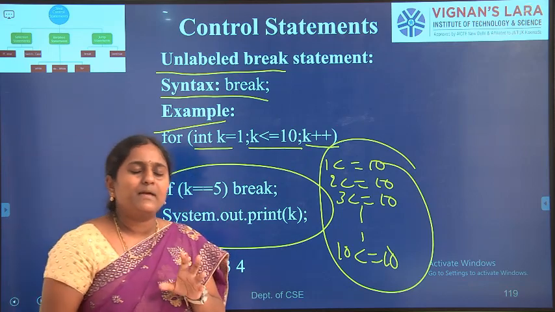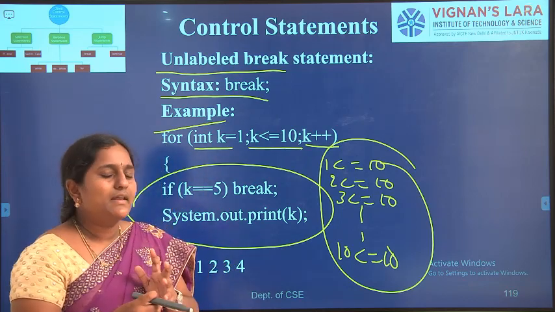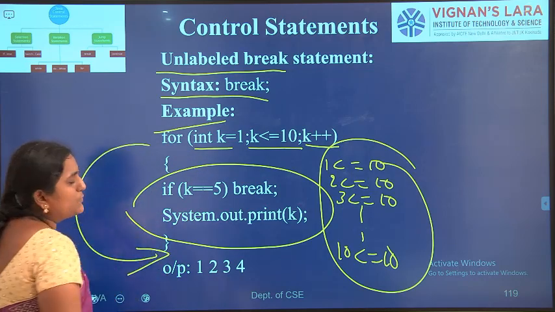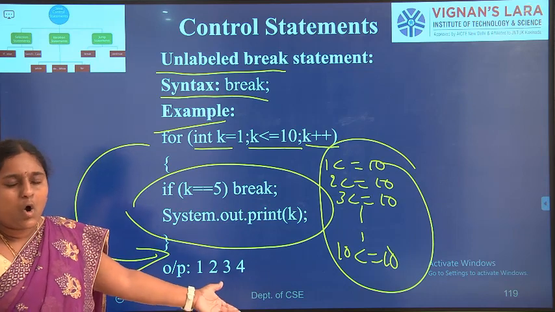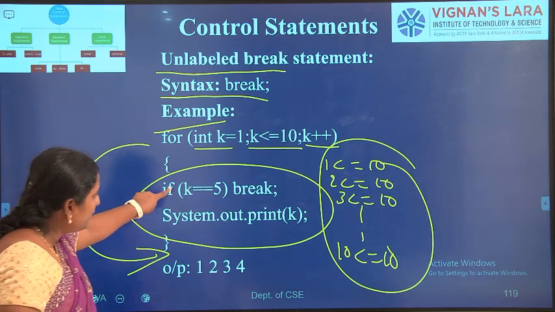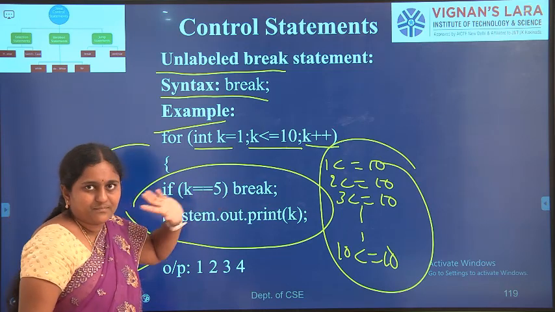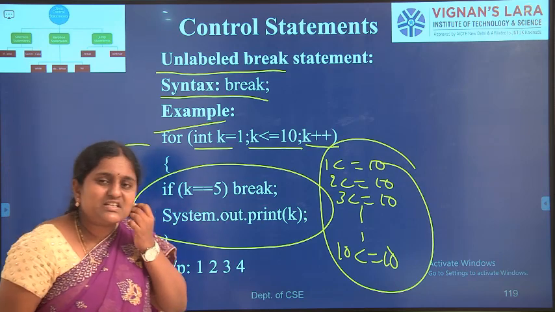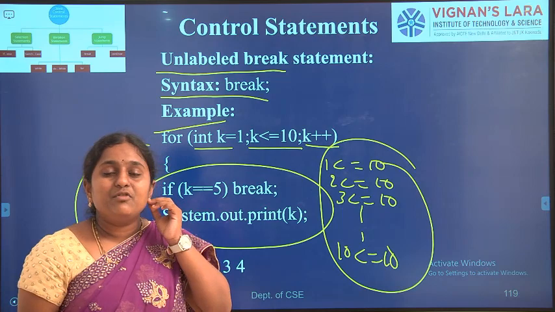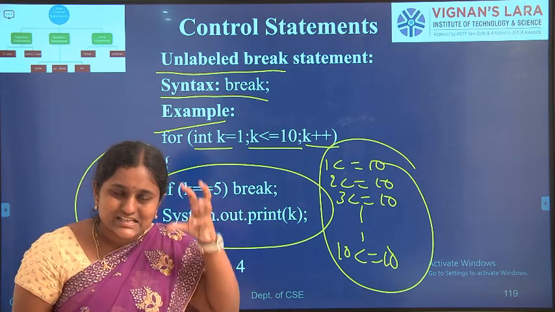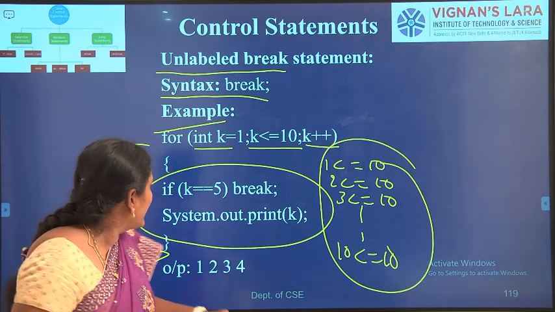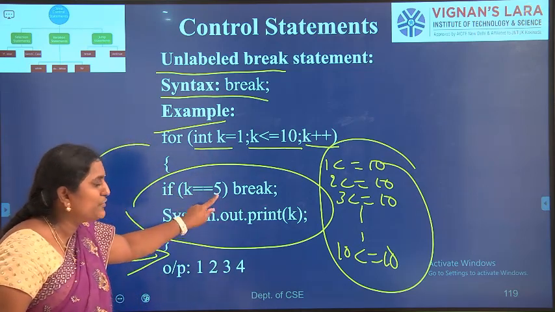The for loop can be iterated until the condition becomes true. Whenever the condition becomes false, control switches to the statements after the loop. Those after-loop statements will be executed. For example, if k equal to 5, break. In which situation can we use the break statement? Whenever we want to stop for a particular condition, in those situations we can use the break statement. Here, if k equal to 5, break.